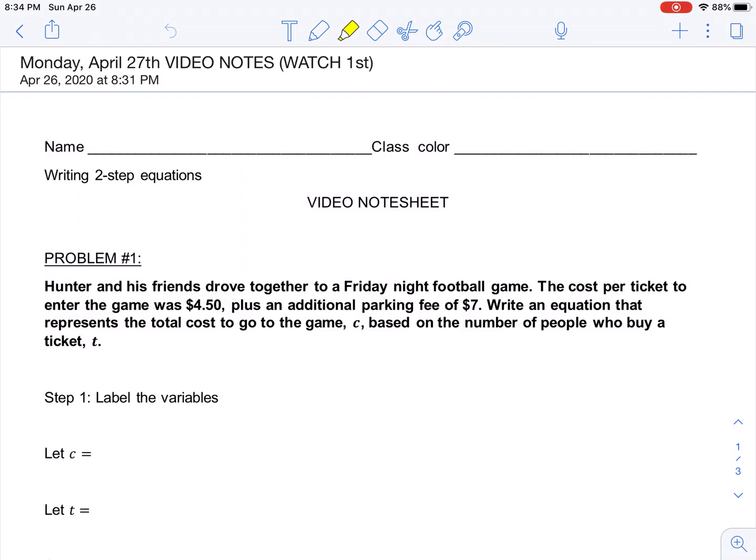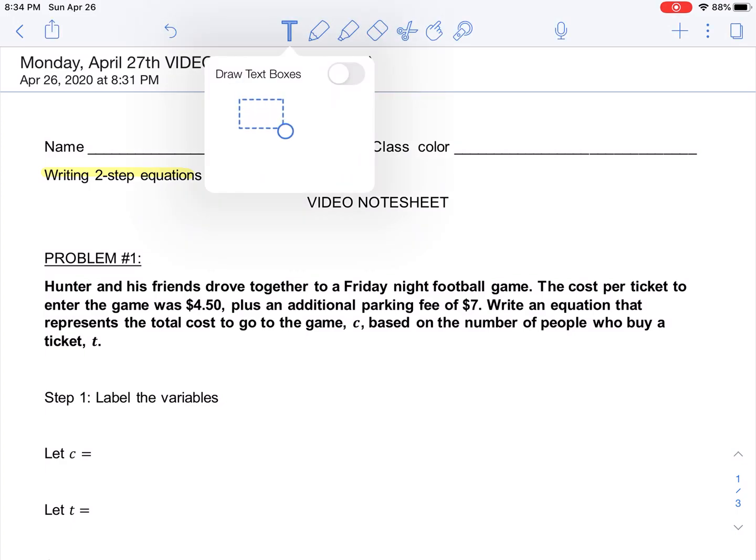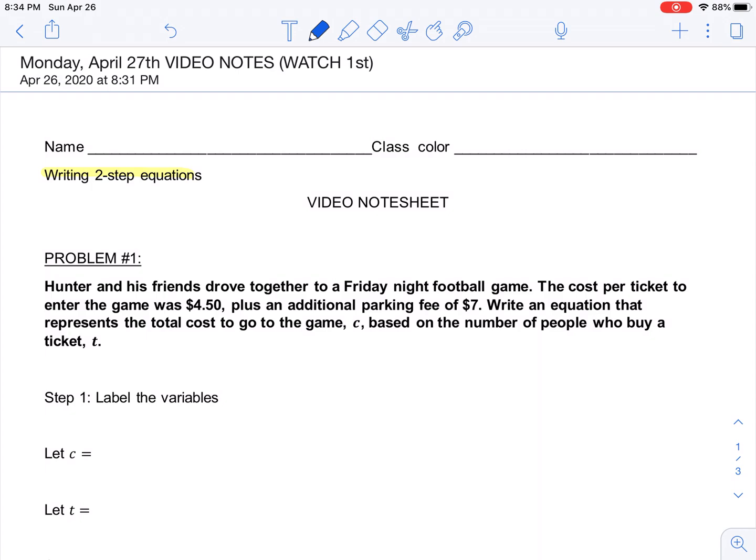Like I said prior, we are writing two-step equations today, and we're going to start with problem number 1. I'm going to read it out loud, and I'm going to highlight key information I need in order to write the equation. It says: Hunter and his friends drove together to a Friday night football game. The cost per ticket. I know per means one. So the cost of each ticket, so each person attending, to enter the game is $4.50. I'm going to highlight that.